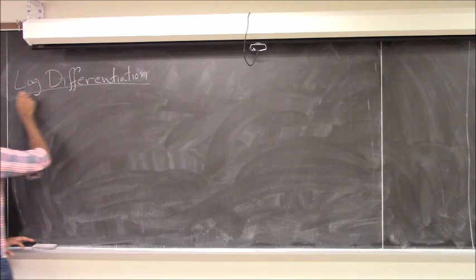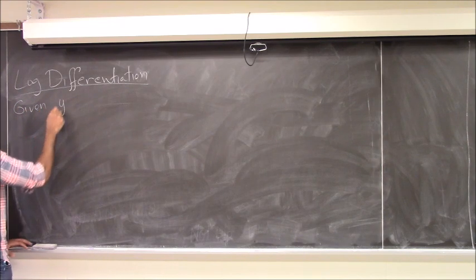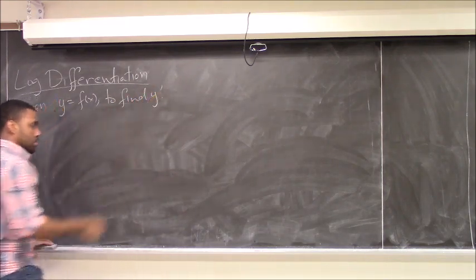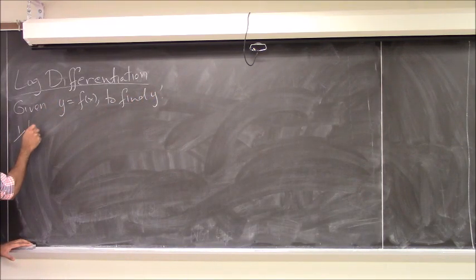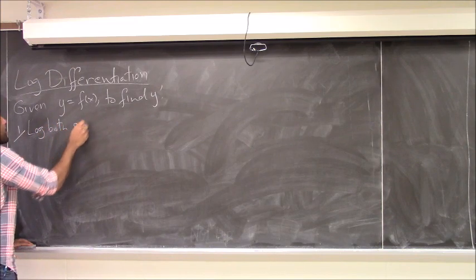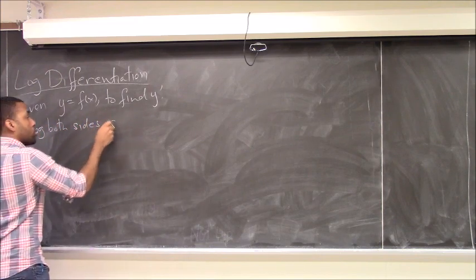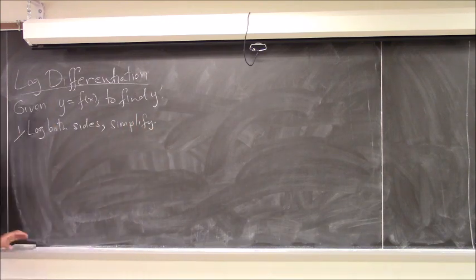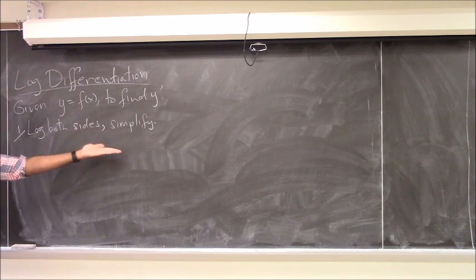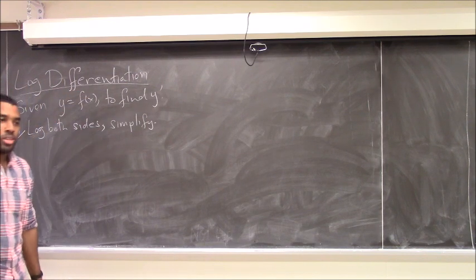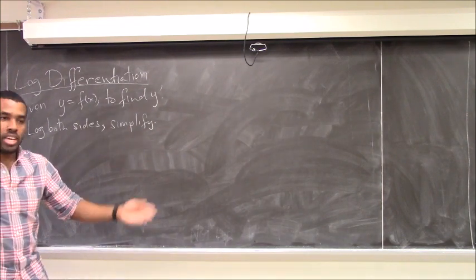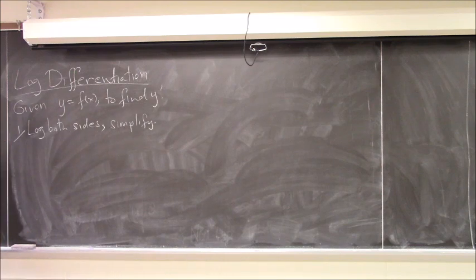Just to remind you of the steps of log differentiation. If you're given something like y equals f of x, to find y prime, dy dx, you can go through these steps. Step 1, you can log both sides. Of course, the point of doing this is to simplify. For example, if there's a power that you don't want to deal with, you can use logs to take that power down. If there's a product you don't want to deal with, you can use logs to split that product up. If there's a division you don't want to deal with, you can use logs to turn that into a subtraction, et cetera. All the things that we know about log rules in terms of simplifying, we can apply here.